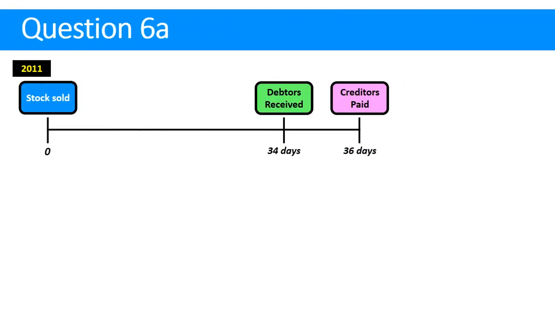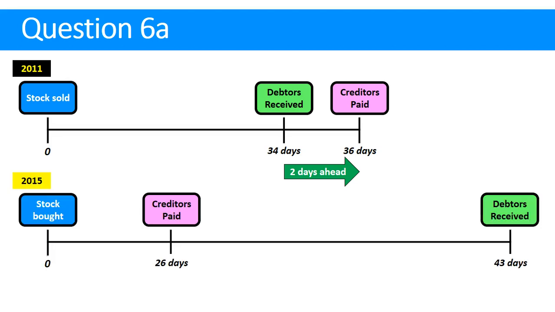And fundamentally, it comes down to this. In 2011, we were collecting amounts from debtors in 34 days and paying creditors in 36 days. We're actually 2 days ahead. You want to pay creditors back for the stock you bought from the cash you got from selling it, which would be cash from debtors. So in this case, we were getting that cash from debtors in 34 days and then using it to pay for the stock that we'd sold.